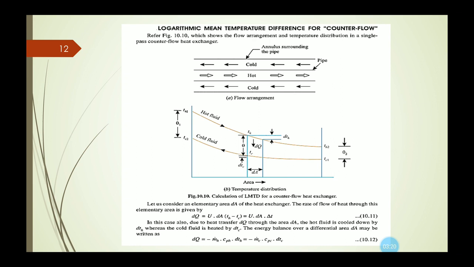Now here in this case, due to the heat transfer dq through the elementary area dA that we have considered, the hot fluid is cooled down by dTh, whereas the cold fluid is heated by dTc. Now the energy balance over the differential area can be represented as dq equals minus m dot h, that is the mass flow rate for the hot fluid, and Cph, the specific heat for the hot fluid, and dTh, the temperature change for the hot fluid. So this equals minus m dot c, then Cpc and dTc, that is all these parameters for the cold fluid.